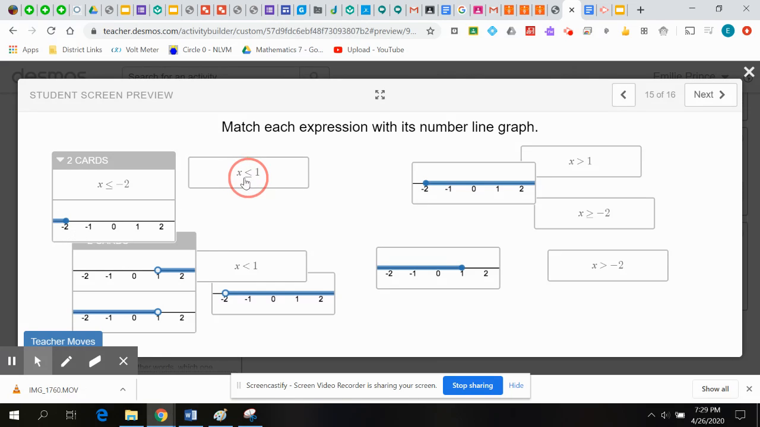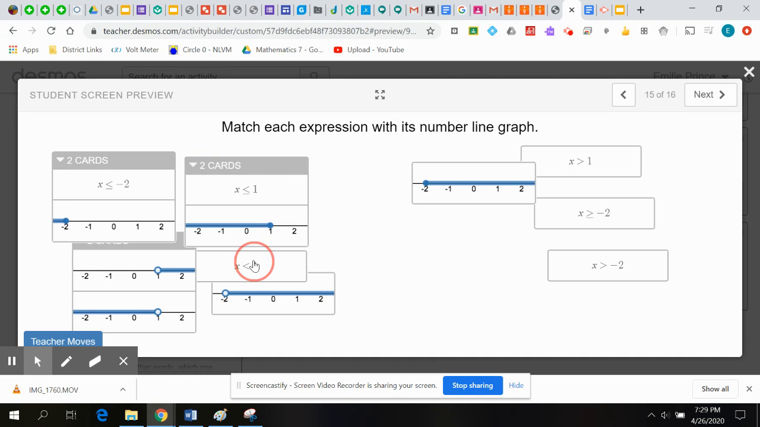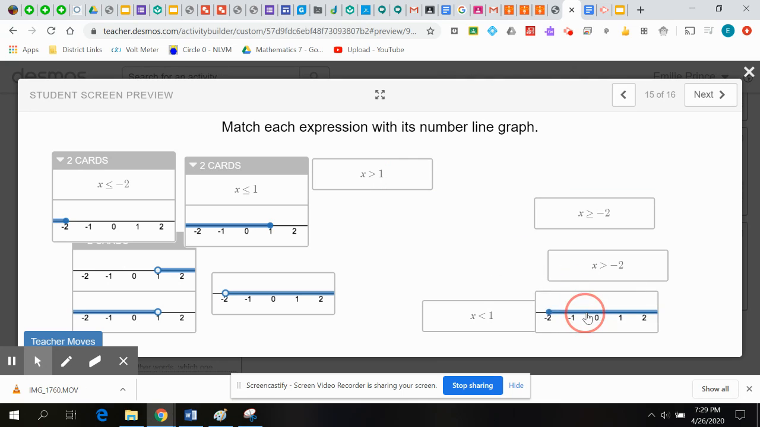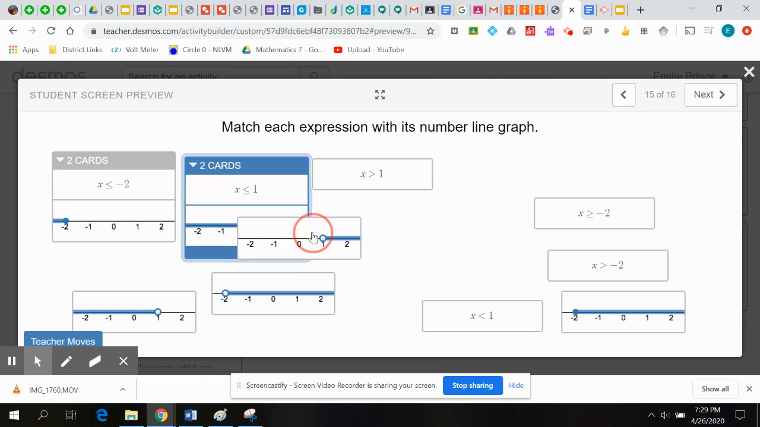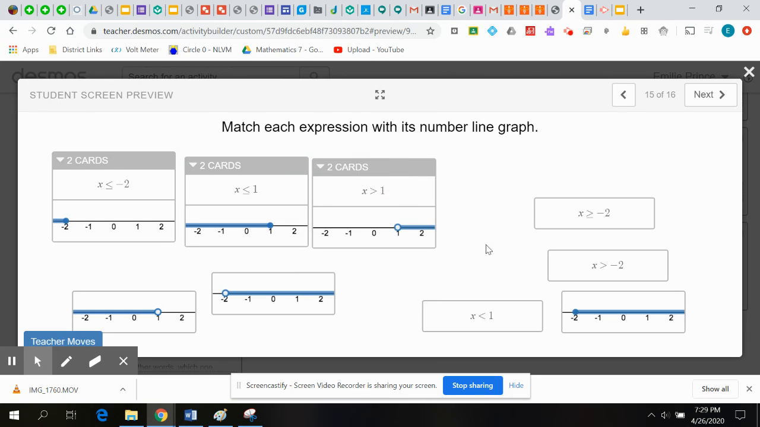All right, x is less than or equal to -1. Well, what numbers are less than 1? 0, -1, -2, but it says or equal to. So -1 will have a closed filled-in circle. All right, so let's look at x is greater than 1. Now this one is not or equal to, so 1 is not a solution, therefore there will be an open circle over 1. So these numbers are greater than 1. Okay, make sure you link them up.